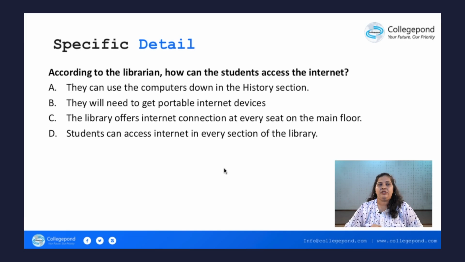Let's look at this question. According to the librarian, this should give you a clue, how can the students access the internet? Now, did she really talk about the internet? I want you to quickly take 30 seconds, try and remember what you heard from the audio and quickly mark the correct answer for this. Your time starts now.